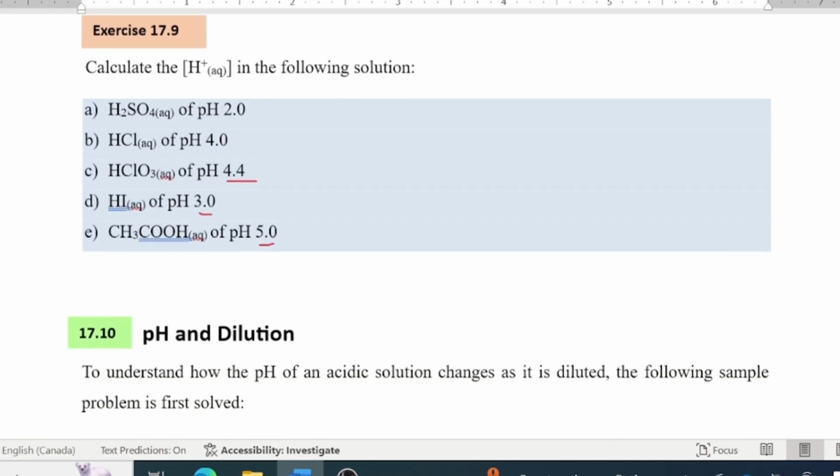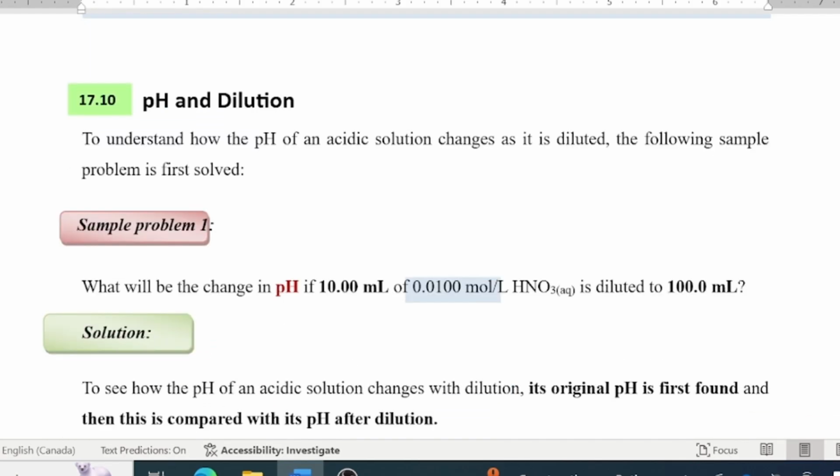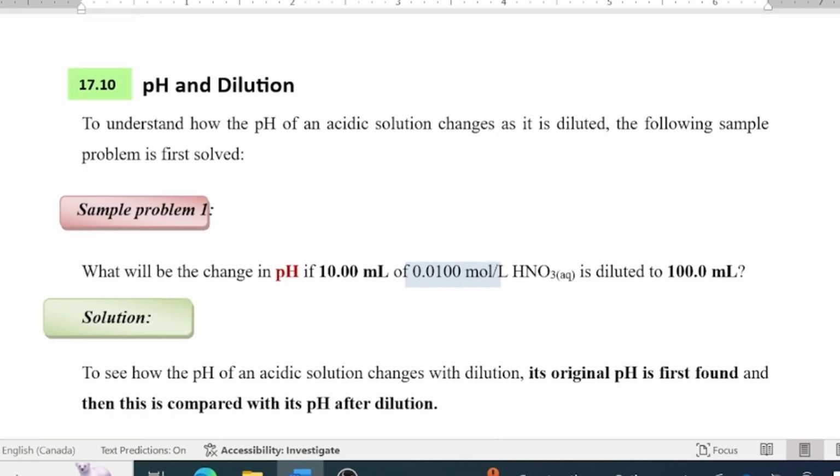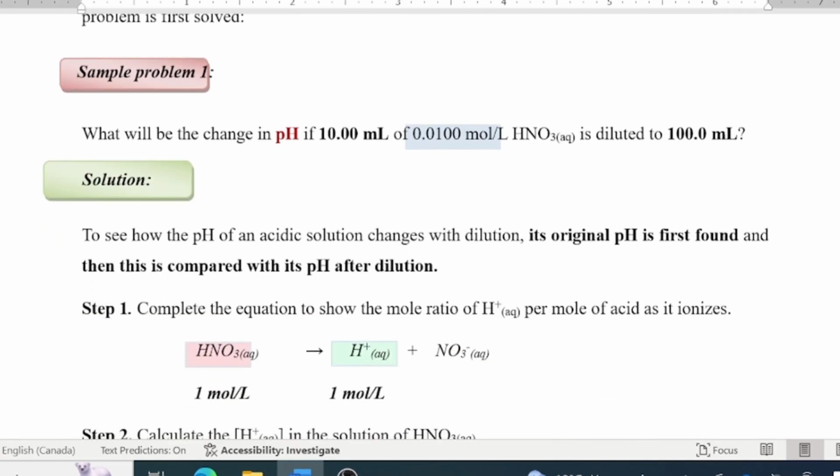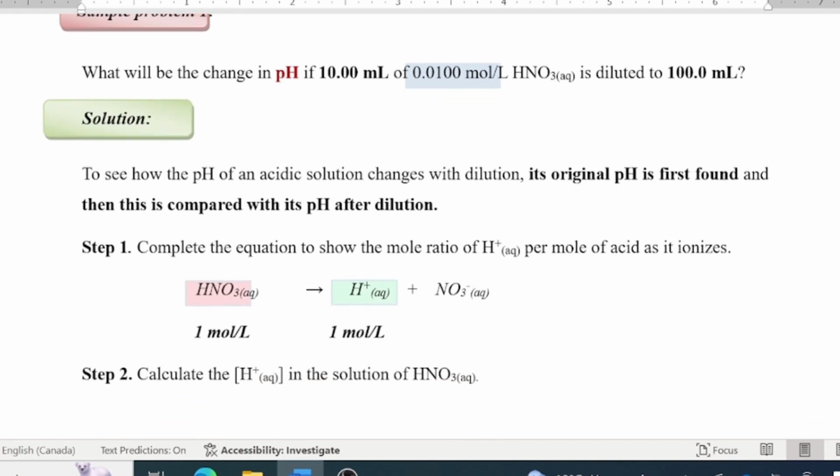pH and dilution. If you have a pH meter in an acid, and it shows a reading of 2, and if you pour water into that, gradually you'll find that the pH will rise. So when you dilute an acid, the pH rises, okay? So look at this question here. I have 10 milliliters of this acid, and it is diluted to 100 milliliters. They want you to find the change in pH. First of all, you find the pH of the original solution, then we find the pH of the final solution, and see what the change in pH is.